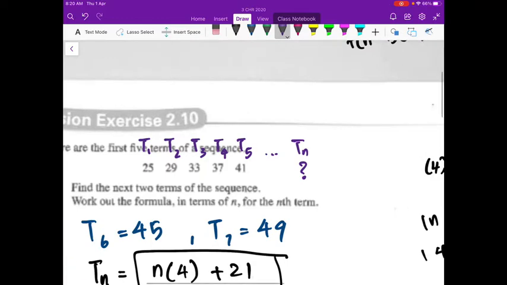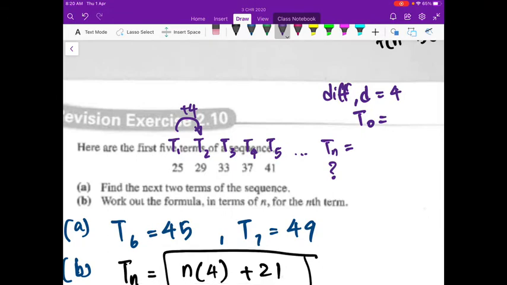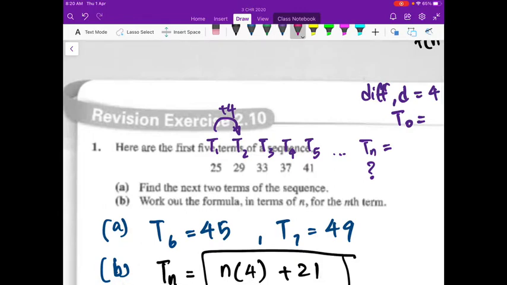You need to know two things. The first is the difference. The difference D. In this case, what is the difference? Plus 4. So the difference is 4. The next thing you need to know is T0. Term number 0. Hey, but I have term 1, term 2, term 3, term 4. I don't have term 0. Can you find out what is term 0? What is term 0 then? Yeah, you go the other way around. So you get term 0, which is 25 minus 4, which is 21.